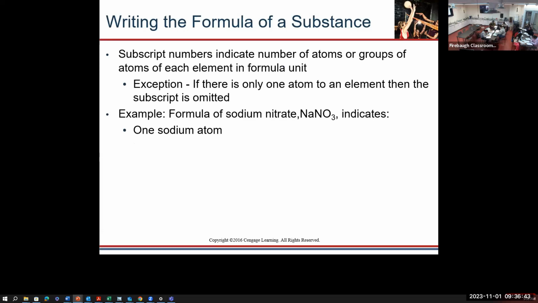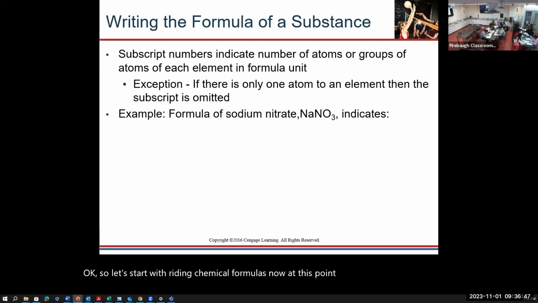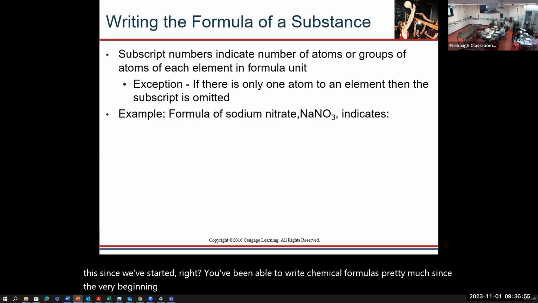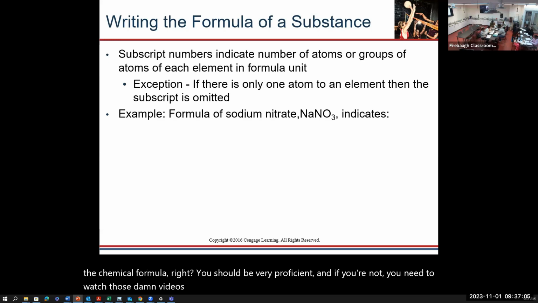Okay, so let's start with writing chemical formulas. At this point, you have been doing this since we started. You've been able to write chemical formulas pretty much since the very beginning. Now you know how to name them. You should know how to write down the chemical formula. You should be very proficient in it. If you're not, you need to watch those videos. Do some homework, look at that homework.